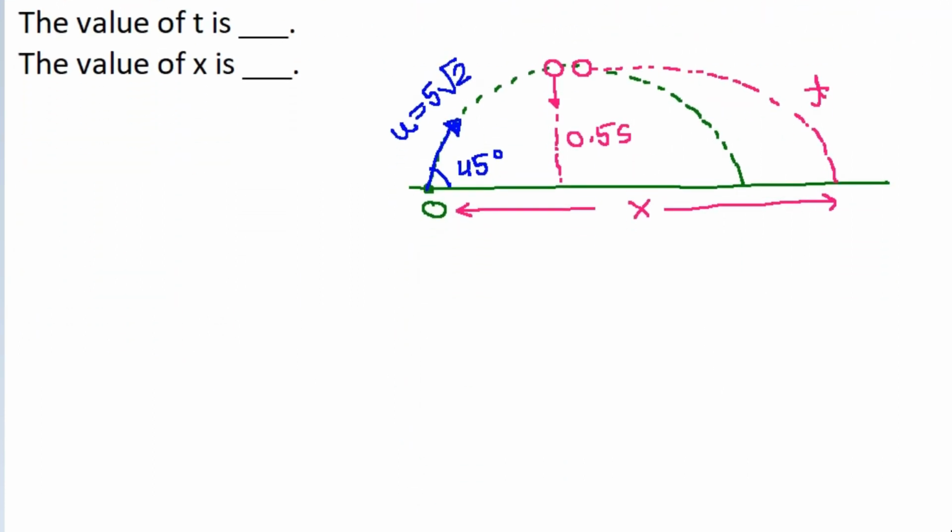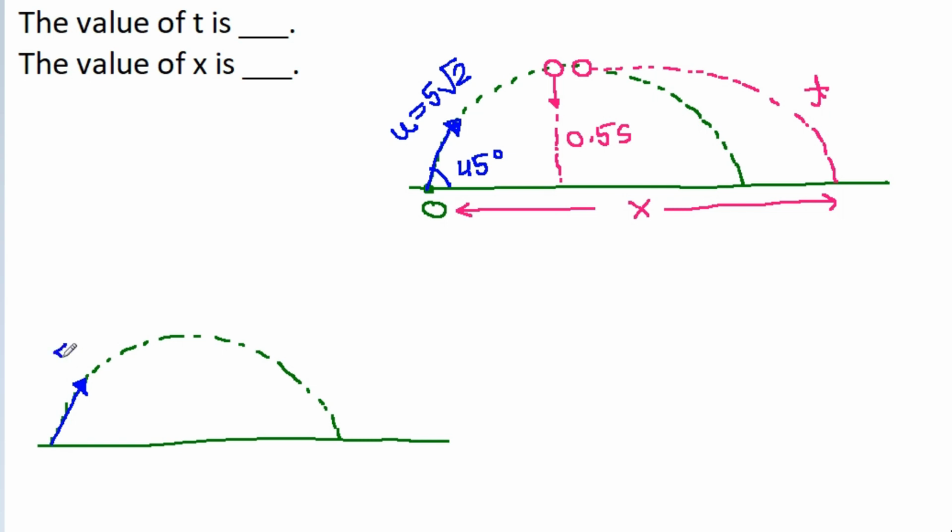So this is the trajectory, and initial speed u is 5√2 and angle is 45 degree. So the component of u in x direction will be u cos theta, that will be 5, and component in y direction will also be 5. So the velocity at the highest point will be 5 in x direction, and in y direction it will be 0.